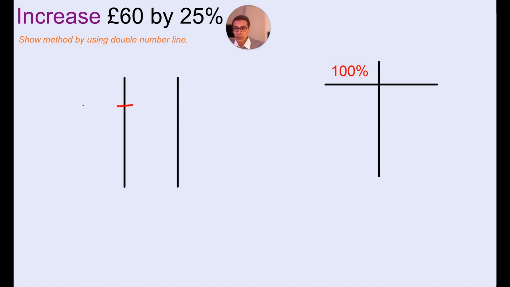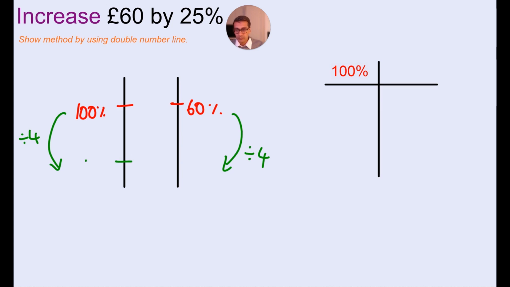So first of all, we know that 100% is £60. Now we're going to work out a quarter. In this case, the numbers are quite nice. So dividing by 4, both sides, will take us straight to 25%. So 25% is going to be 60 divided by 4. So divided by 2 is 30, divided by 2 again is 15.